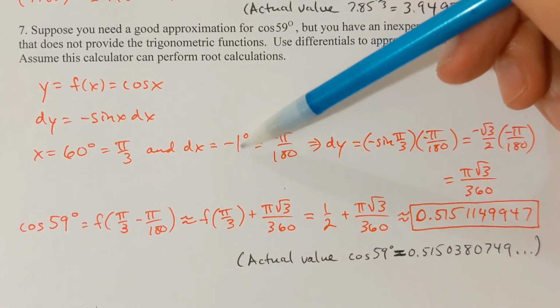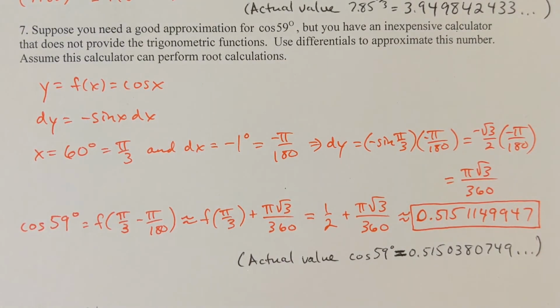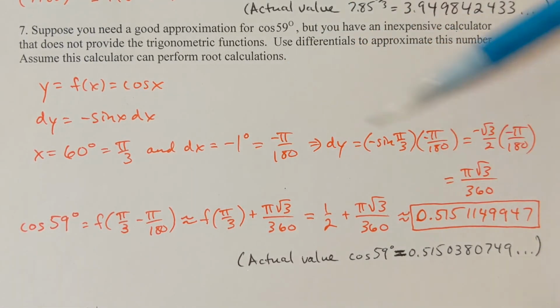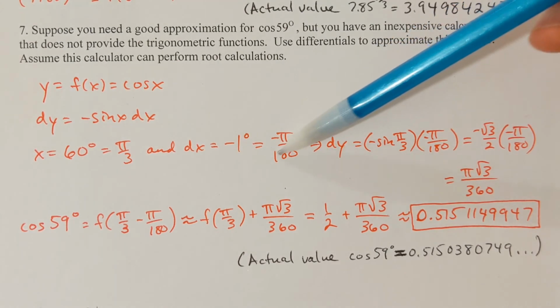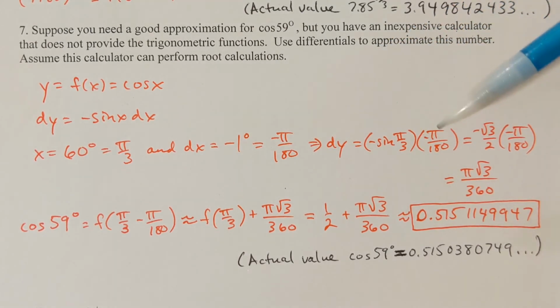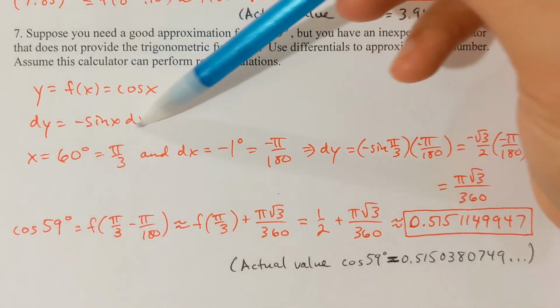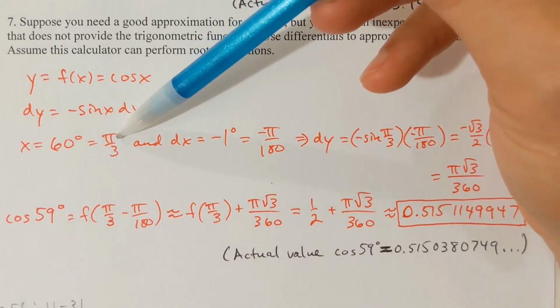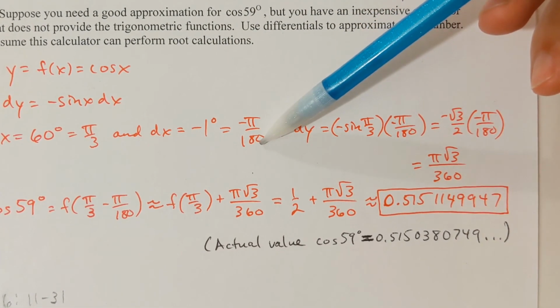dx would be negative 1 degree. Since I want to know cosine of 59 degrees, 59 degrees is 1 degree to the left of 60 degrees. Okay, and negative 1 degree in radian measure would be negative pi over 180. dy has been calculated already. x is pi over 3, dx is negative pi over 180.